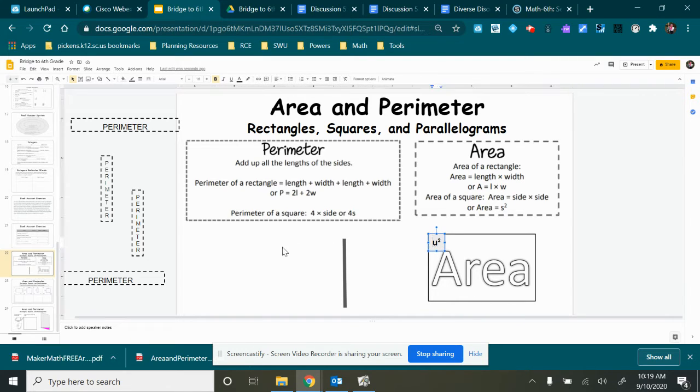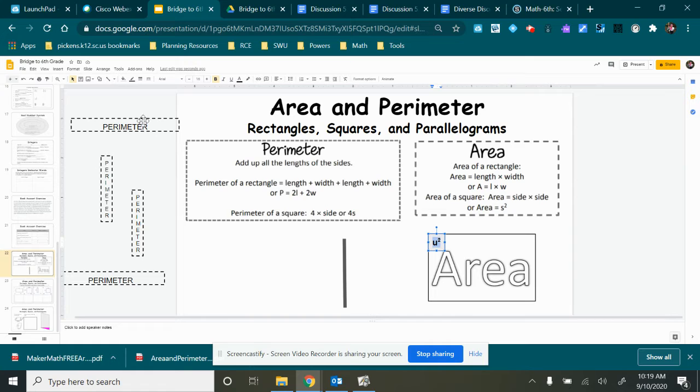Because you're measuring with squares, your units need to be squared when you get your answer. Area is two-dimensional. It's got length and width, or length and height. So it's two-dimensional, so the units need to be squared. And here are the formulas for that here.